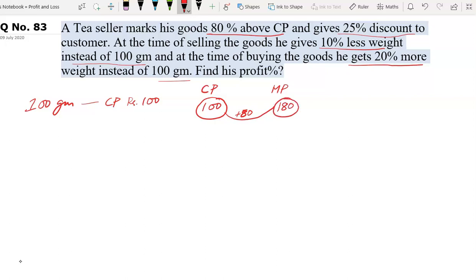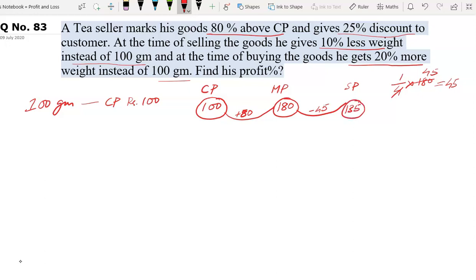And he gives 25% discount to customer. 25% discount means in fraction it's 1 by 4. So 1 by 4 of 180 will be, MP is 180. So discount is on MP. 4 4s are 16, 4 5s are 20. So 45 is discount. So if 45 is discount, our SP will be how much? 180 minus 45 will give us 135.